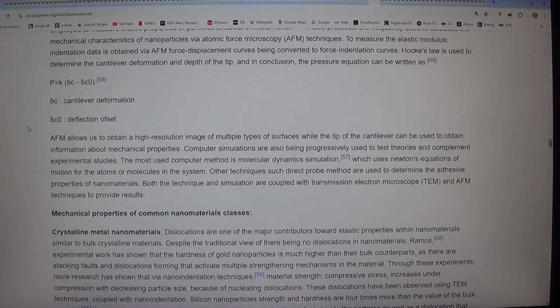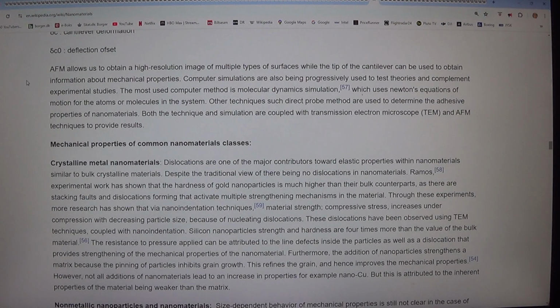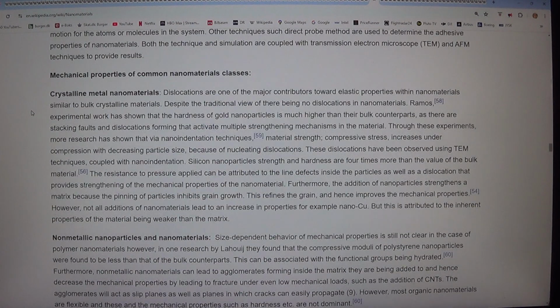AFM allows us to obtain a high-resolution image of multiple types of surfaces, while the tip of the cantilever can be used to obtain information about mechanical properties. Computer simulations are also being progressively used to test theories and complement experimental studies. The most used computer method is molecular dynamics simulation, which uses Newton's equations of motion for the atoms or molecules in the system. Other techniques such as direct probe method are used to determine the adhesive properties of nanomaterials. Both the technique and simulation are coupled with transmission electron microscope, TEM, and AFM techniques to provide results.